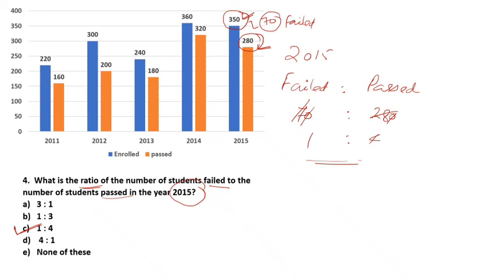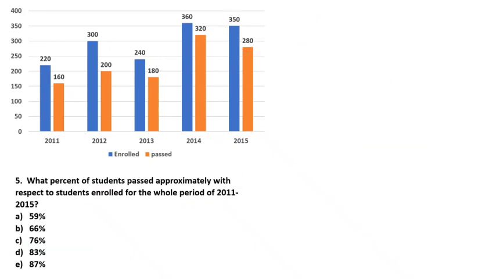Next question. What percentage of students passed approximately with respect to the students enrolled for the whole period of 2011 to 2015? What percentage of students passed approximately? We need to find out the approximate value only here from 2011 to 2015.